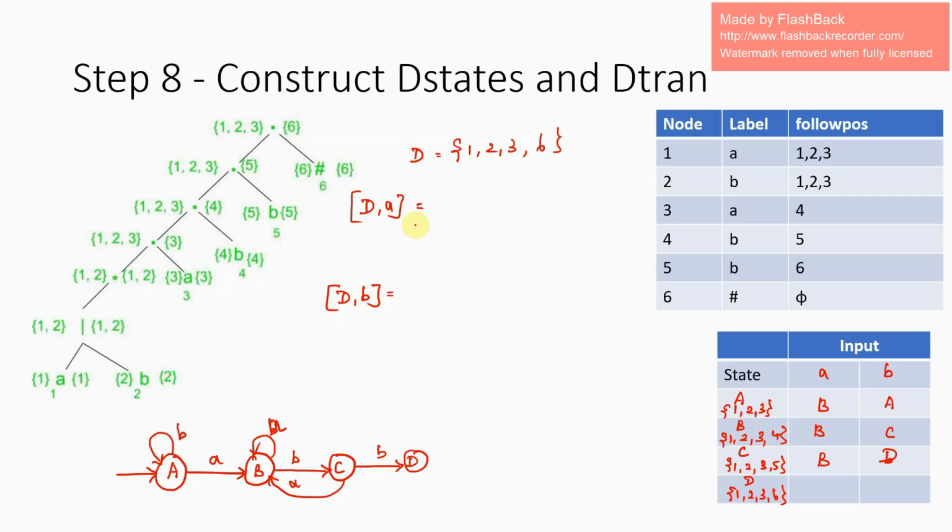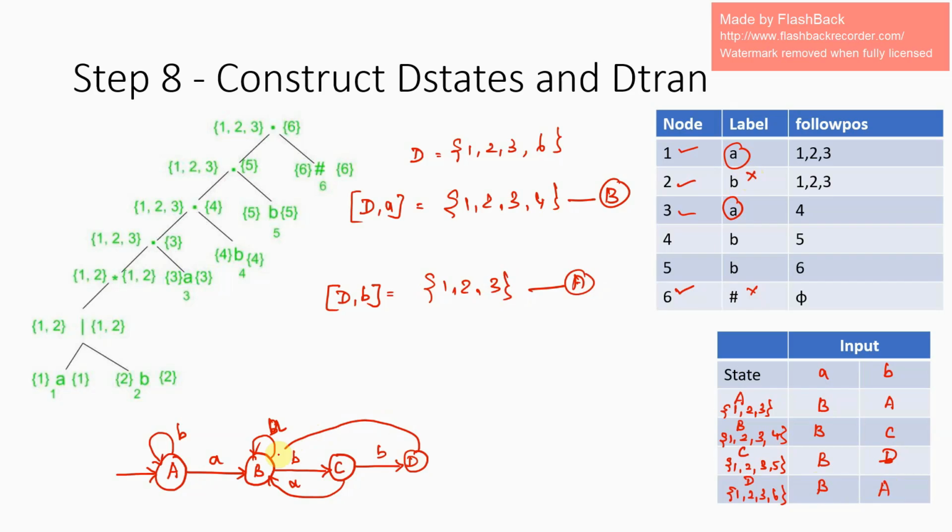Now we need to find the transition from the state D based on the symbols A and B. Here we have nodes 1, 2, 3 and 6, and we consider the symbol A. The union of node 1 and 3 becomes 1, 2, 3, 4, which is nothing but state B. And based on the symbol B, it will be node 2 and node 6. The union of these two becomes 1, 2 and 3, which is nothing but state A. So based on the symbol A, it will move to state B, and based on the symbol B, it will move to state A.